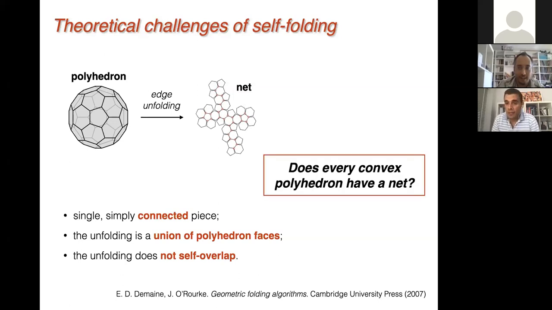And the answer to this question is, we believe that is yes, but there is no formal proof. And the only reason why we believe that the answer is yes is because up to now, nobody has found any convex polyhedrons that has no net, or for which there was not a net that was found. So let's assume that yes, all these structures can have a net.